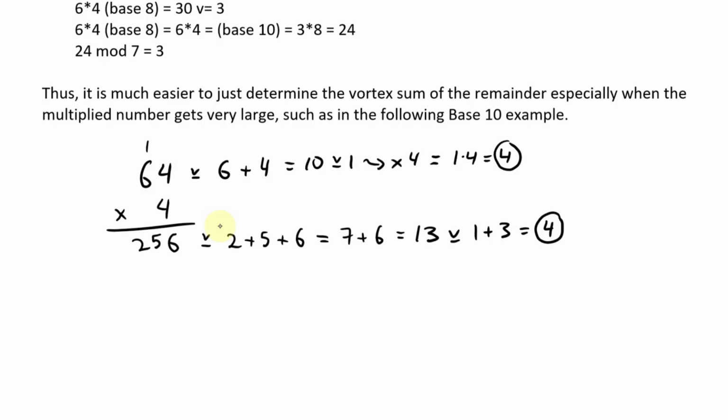So this one you can just do in your head. 6 plus 4 is 10, is 1, times 4 is 4. This one you have to multiply manually. 64 times 4 is 256. Add up every single one, add up again, and then add up again. And these are the exact same thing. So yeah, now you understand how powerful this one is. This is super, super simple and easy.